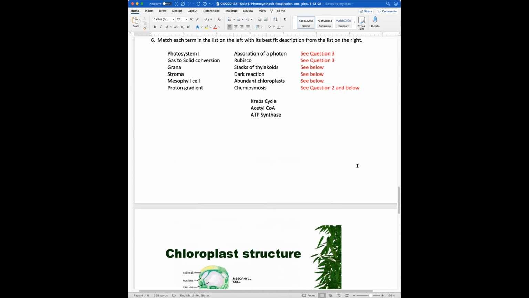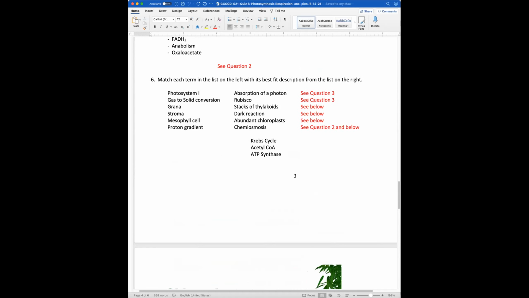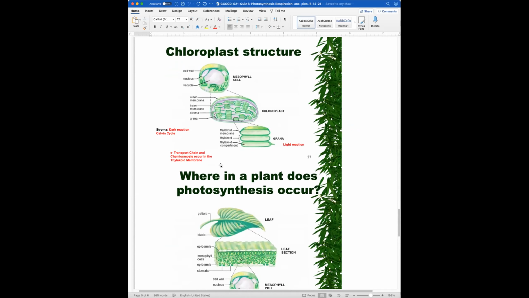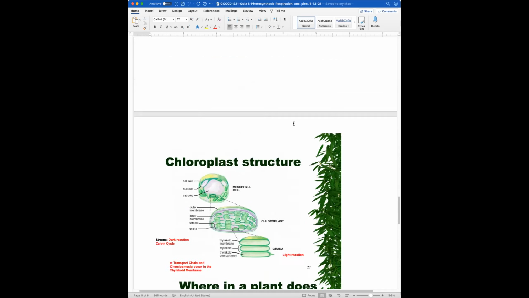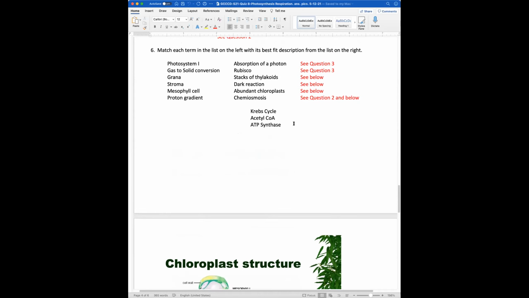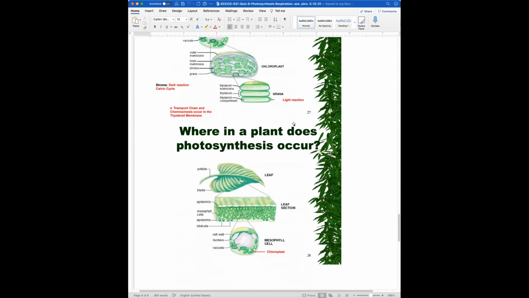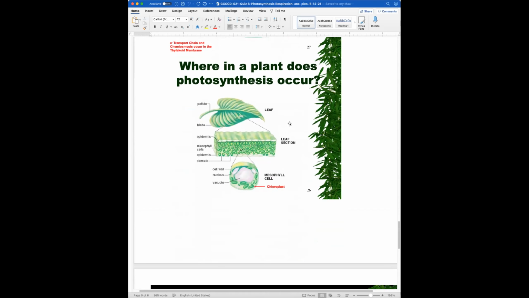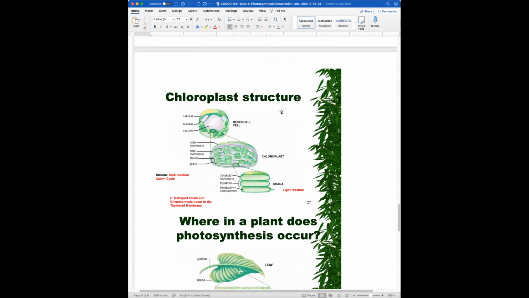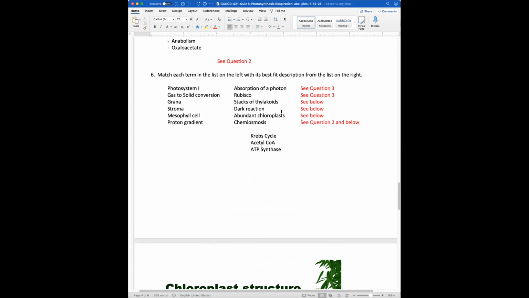And the next one is stroma. The answer is dark reaction. Again, shown here, the dark reaction, the Calvin cycle, is in the stroma, which is the space between the grana. Abundant chloroplasts are in a mesophyll cell. From this picture, you have a leaf, you have cells of the leaf, and within each mesophyll cell, there are a lot of chloroplasts. That's where most of the photosynthesis is done.